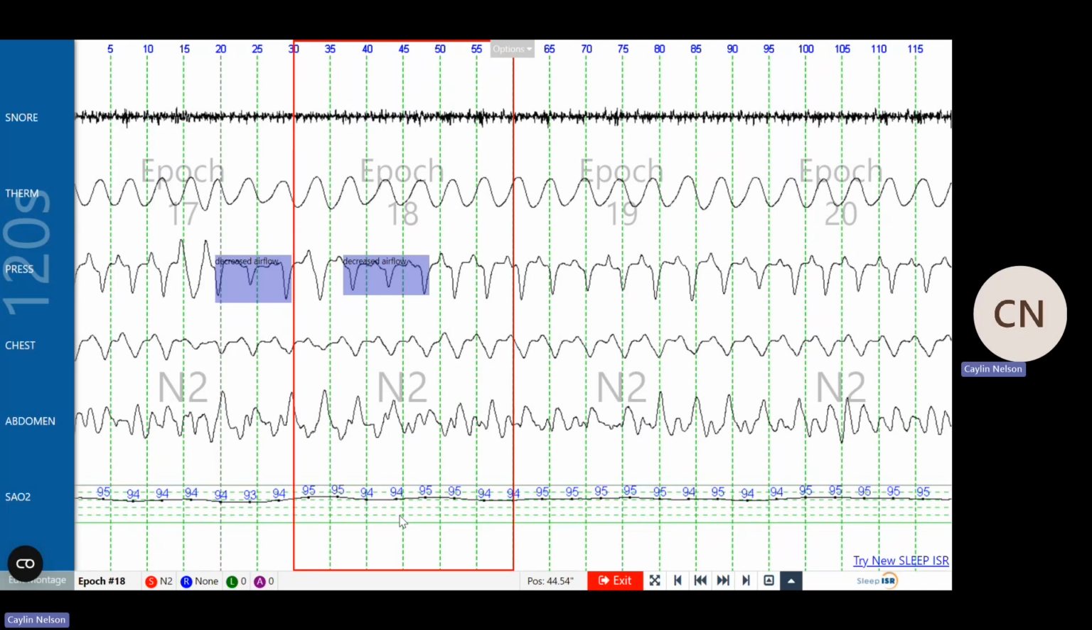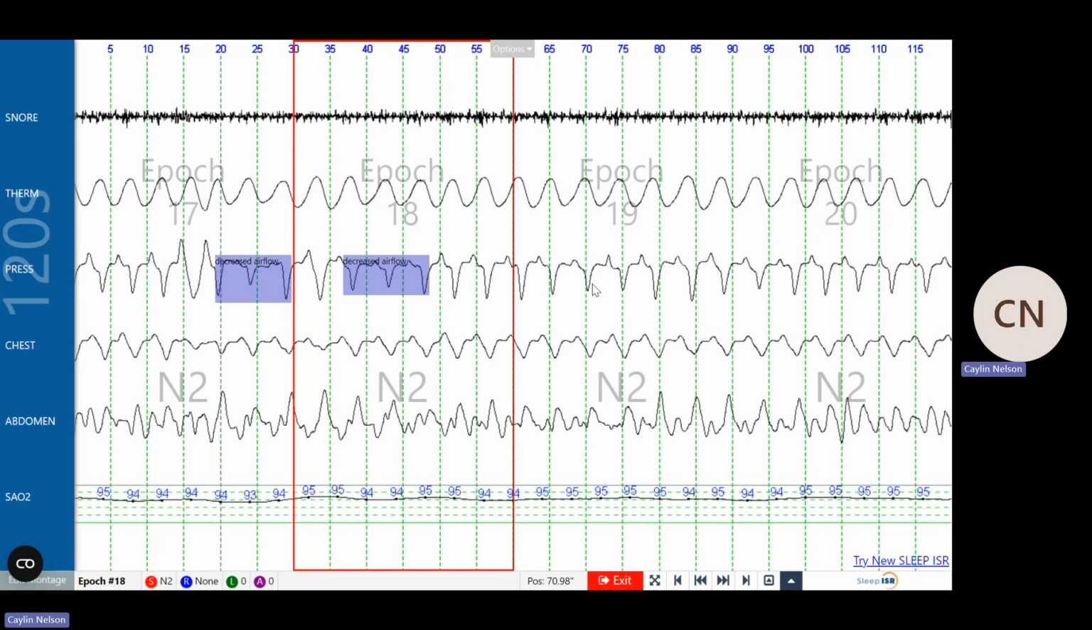So with your hypopneas, you can get desats of 5, 10, even up to 15, 20, 25%, depending on how long that decreased airflow lasted, and the integrity of the patient's lungs, airway, and stuff like that. So despite that decreased airflow, moving into epoch 19, there isn't any changes in that SaO2. So that possible hypopnea is a definite not hypopnea.